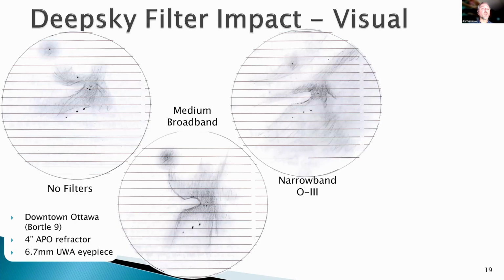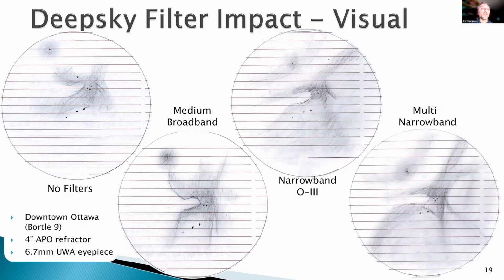Moving to a narrowband oxygen 3 filter resulted in a large improvement in the amount of faint structure that I could see. And finally, the multi-narrowband filter gave the best view, with subtle differences in the brightness of the features now visible.